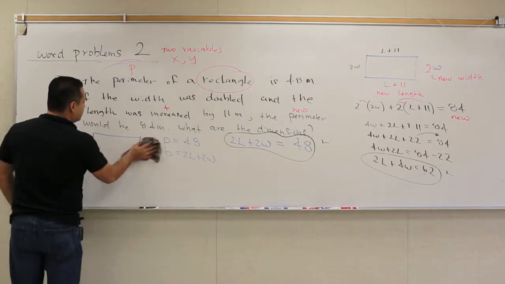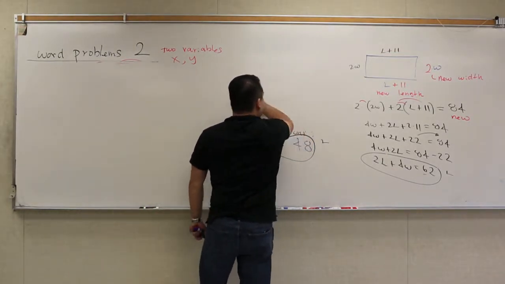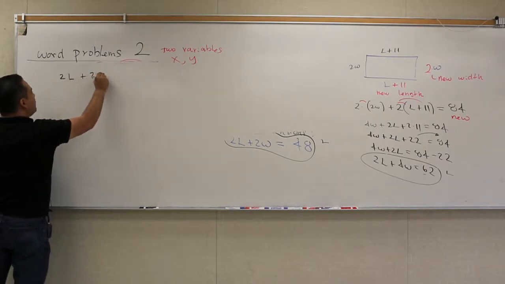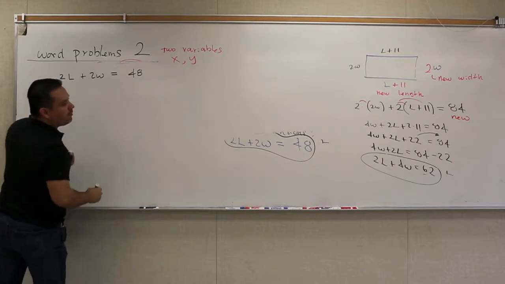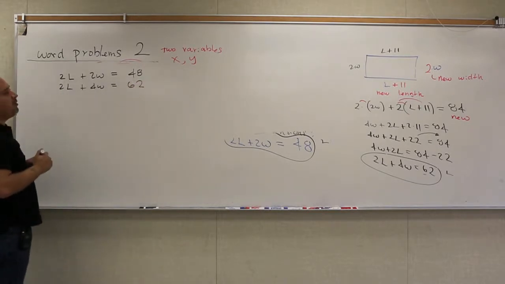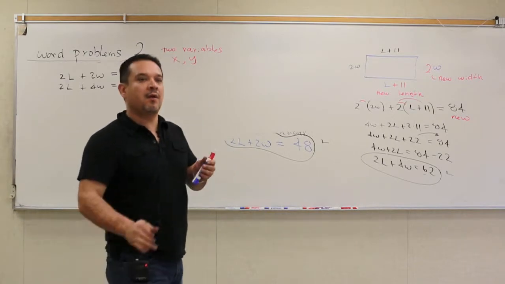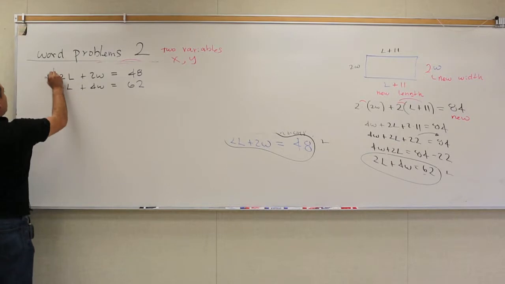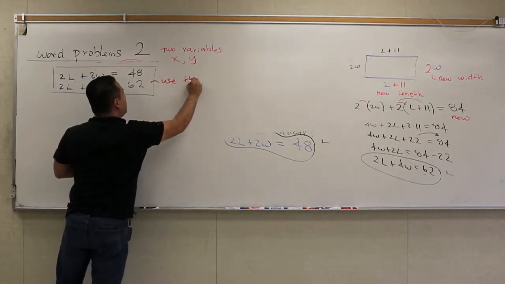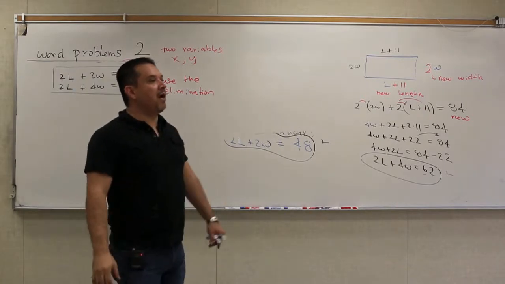Okay, here we go. Let's write down the equations. We have 2L plus 2W equals what? 48. The second one will be 2L plus what? 4W equals what? 62. So I'm just curious, what would you guys use to solve this system? What would you use? Probably, right? You use the addition method. So I'm going to say to you guys, go home tonight and use the what? Use your addition method. Formerly, we called that the elimination method, right? Okay. So you guys could go home and try that out and see what you get.